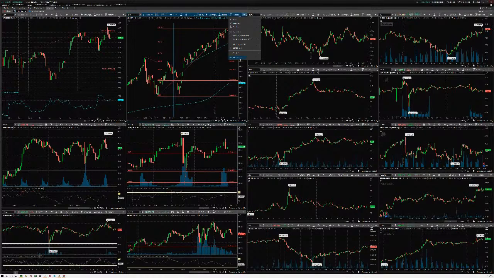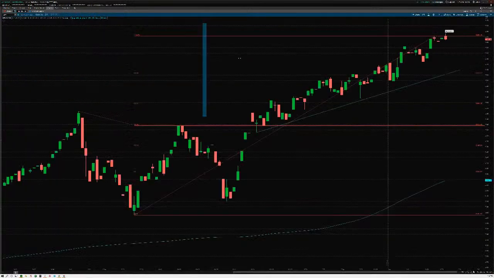Let me maximize this. So you can see here that I drew a trend line, basically from the beginning of November. And the market has had its downs and ups, but you can see it's constantly marching higher. That's a very bullish sign. It's a very bullish market.